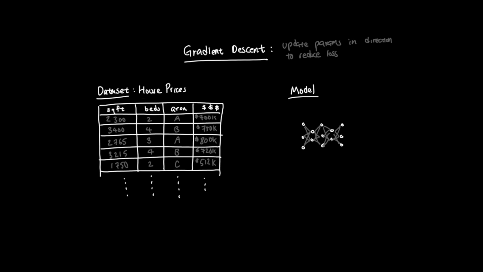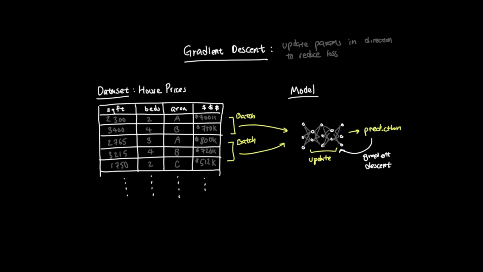So the training loop looks something like this. The model makes a prediction for a batch. The loss function measures how wrong those predictions were. Gradient descent uses the gradient to update its parameters. Then the model moves to the next batch and repeats the process.